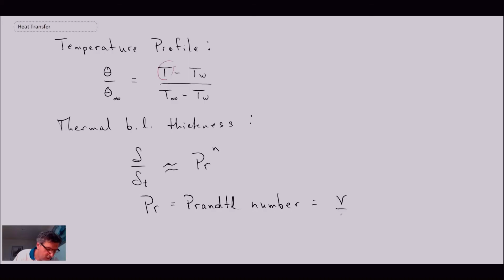It is nu over alpha, alpha being our thermal diffusivity. So it is the kinematic viscosity over thermal diffusivity. Another way of expressing it is Cp mu over k. But essentially what the Prandtl number is quantifying is the kinematic viscosity over thermal diffusion, so basically viscous diffusion over thermal diffusion.